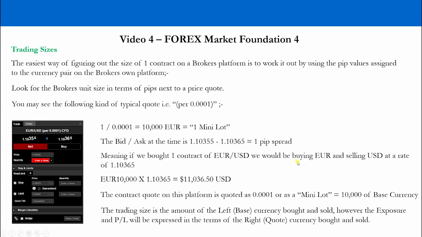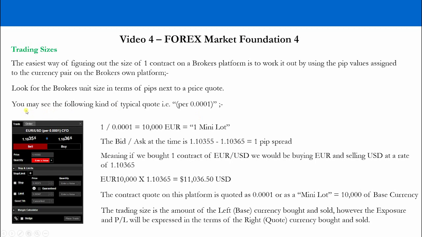And the easiest way of figuring out the size of a contract on a broker's platform is just to work it out using the pip values that are assigned to the currency pair on the broker's own platform. So when you see this situation on the broker's platform, you need to look for the broker's unit size in terms of pip values.